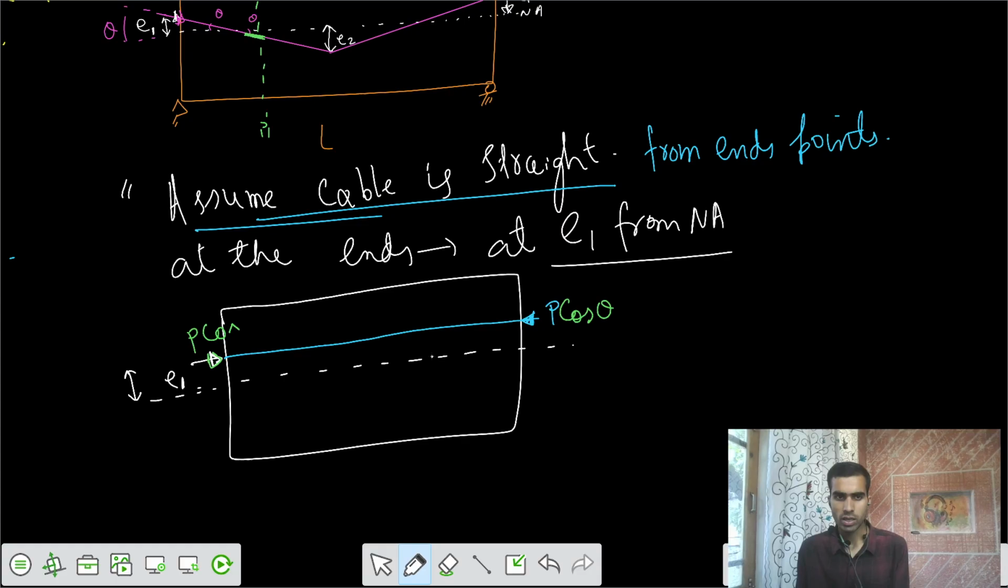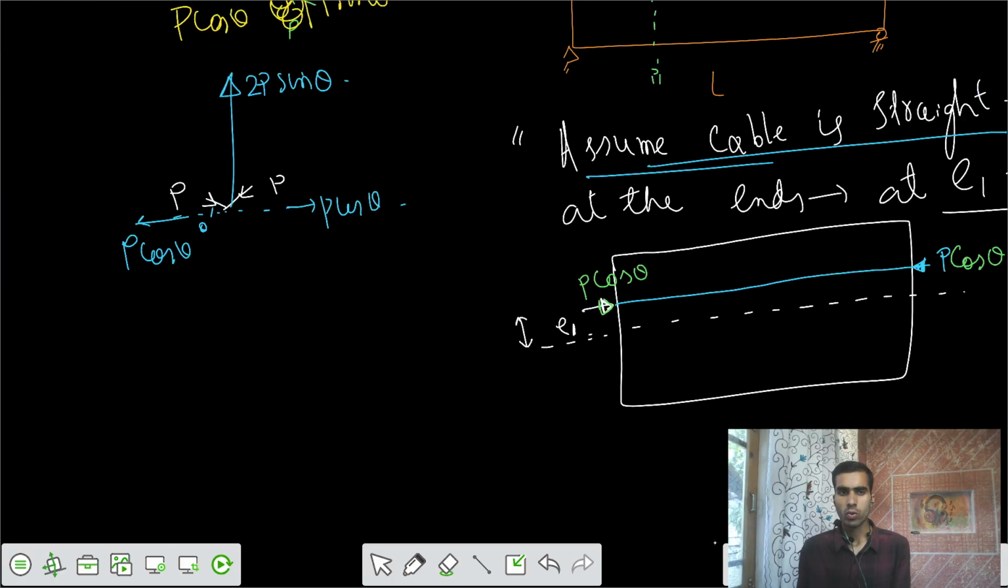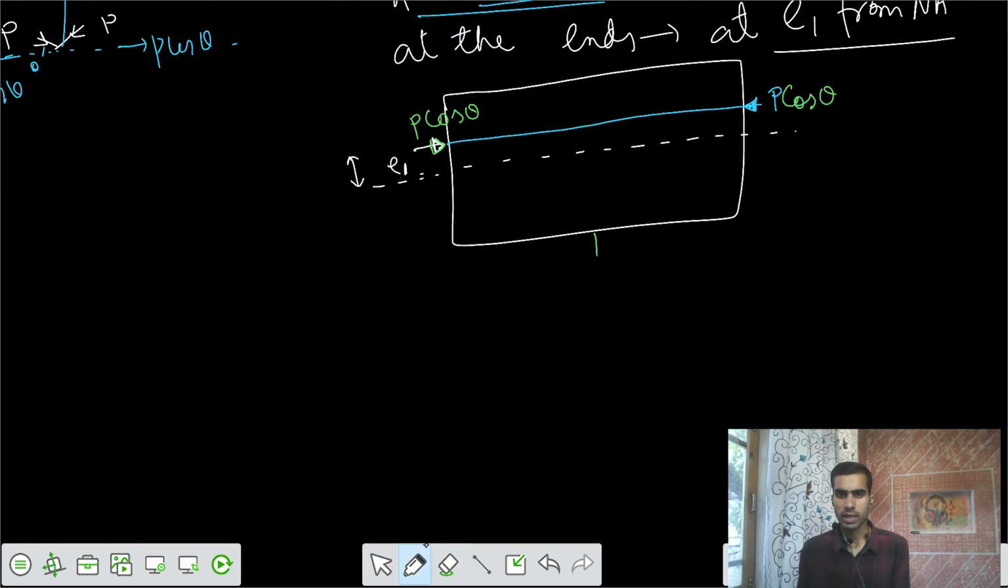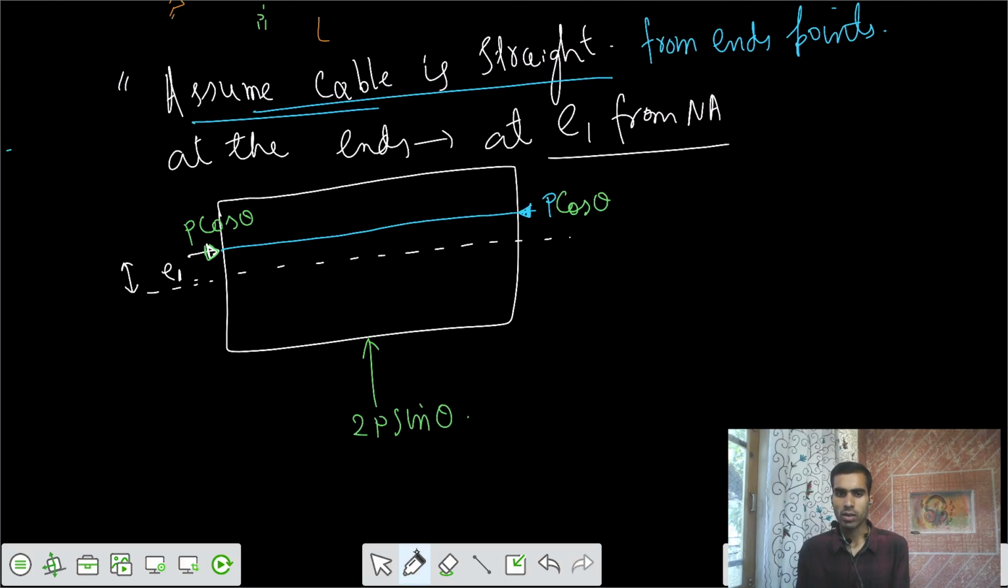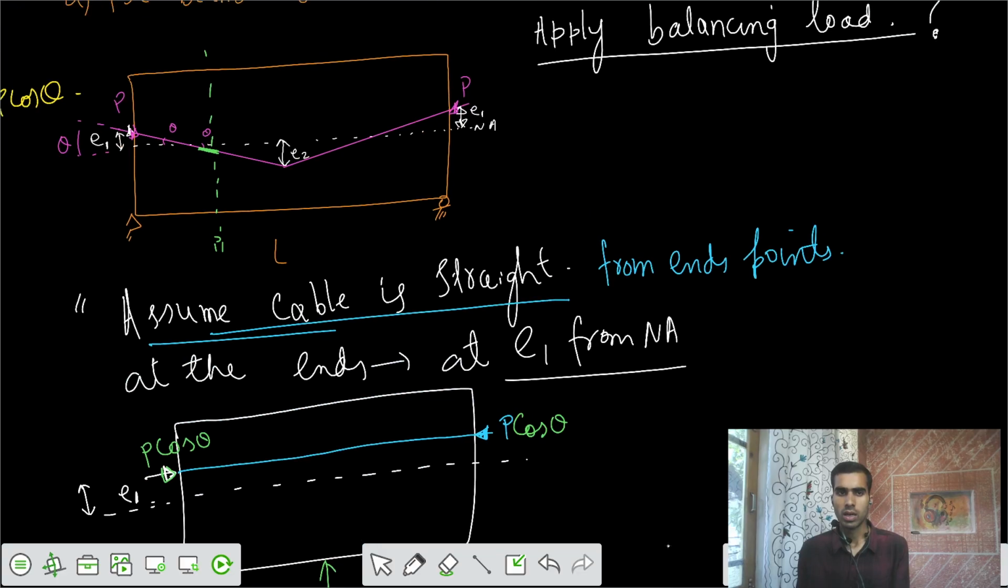P cos theta is perpendicular to the horizontal section, and there's one more load, 2P sine theta at the midspan. So this is our final configuration of this problem.